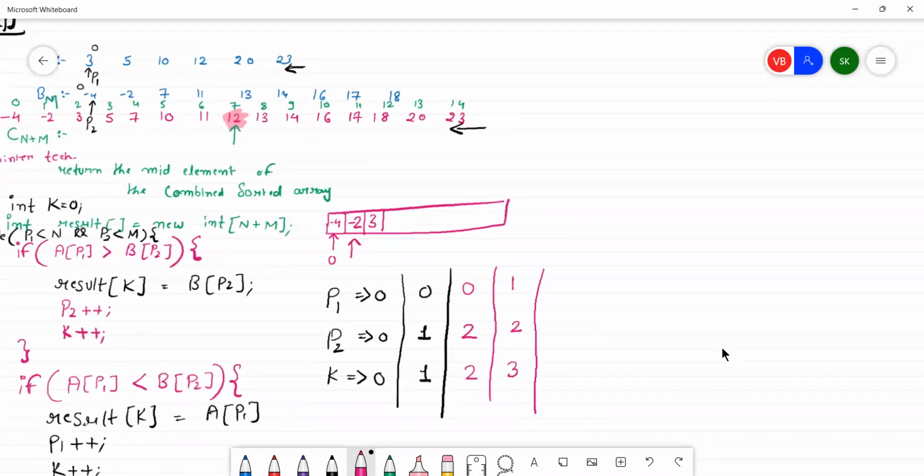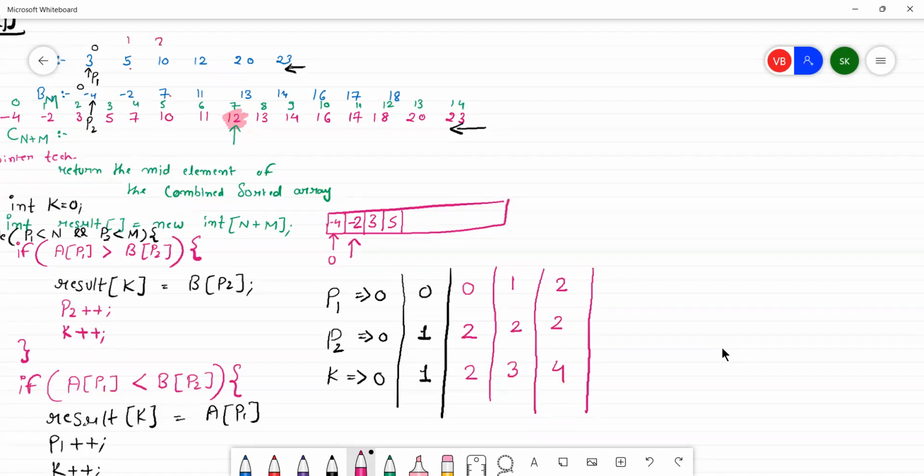Next time you will compare 5 and 7. So among 5 and 7, which is smaller? 5 is smaller, so we will store 5 here. And again, we will increase our P1 value. So it will become 2. P2 is already at 2 and K will become now 4.